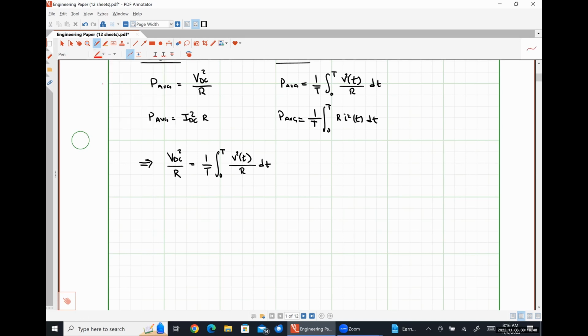We can notice that there's a factor of 1 over R on both the left-hand side and the right-hand side of the equal sign. So the resistor value that we're delivering average power to doesn't actually matter at all. And so now to just get VDC, I'm simply going to take the square root of both sides.